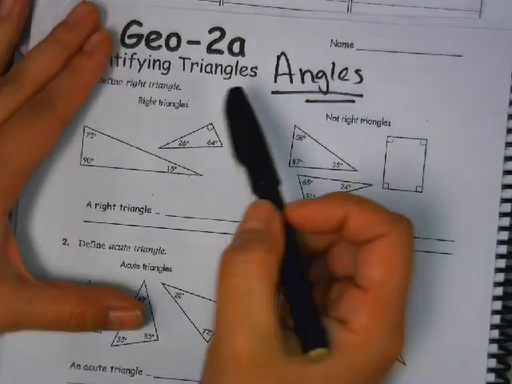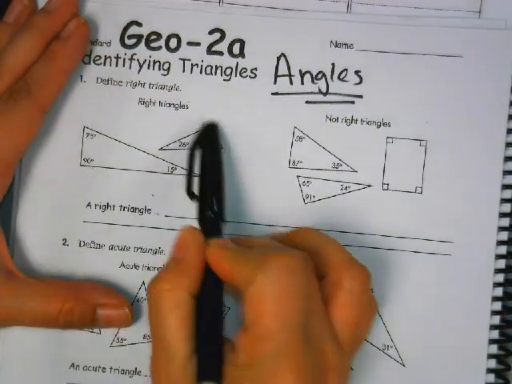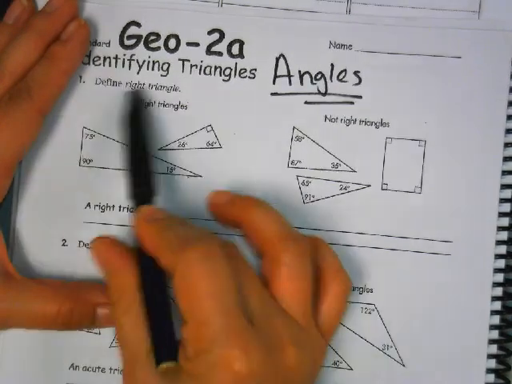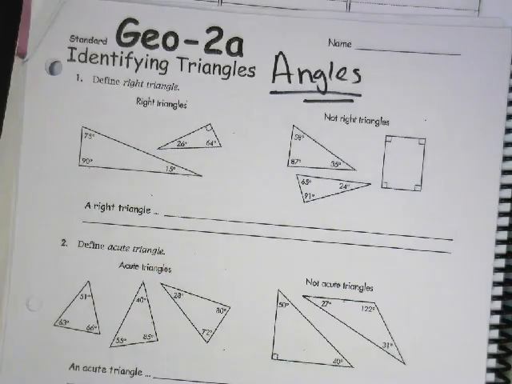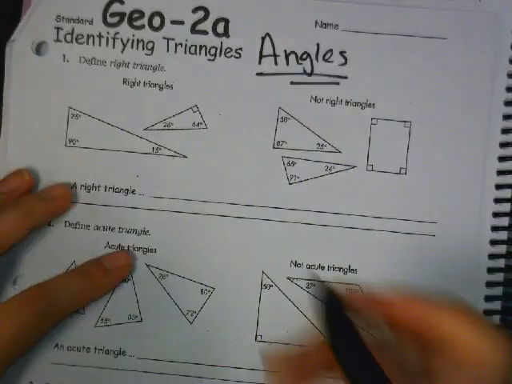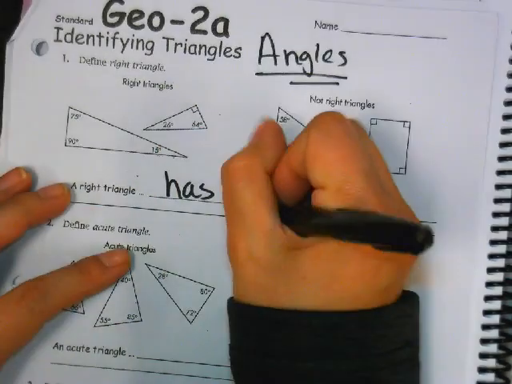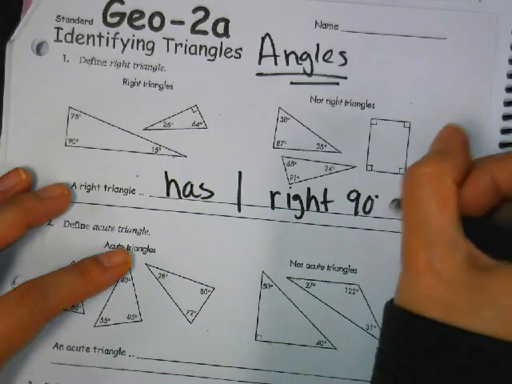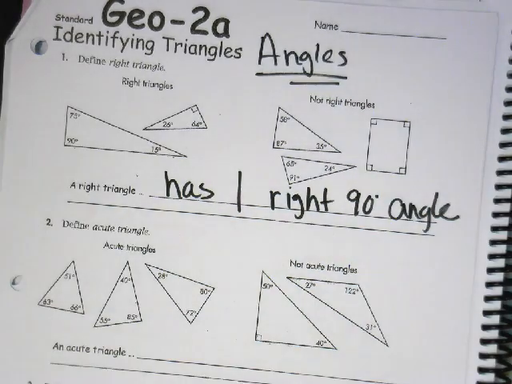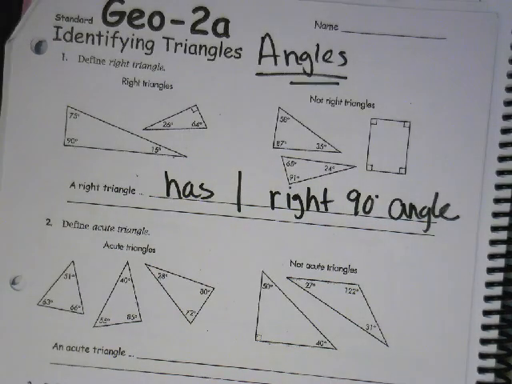So look, investigate, look at these triangles on your paper. What makes these right triangles? How many? 1, exactly. A right triangle has one right, otherwise known as 90 degrees, angle. So if it has one right 90-degree angle, you call the whole triangle a right triangle. As soon as you have one, everything is called a right triangle.